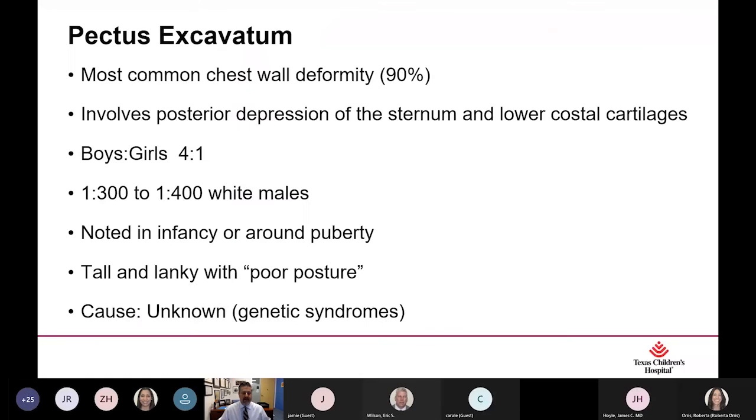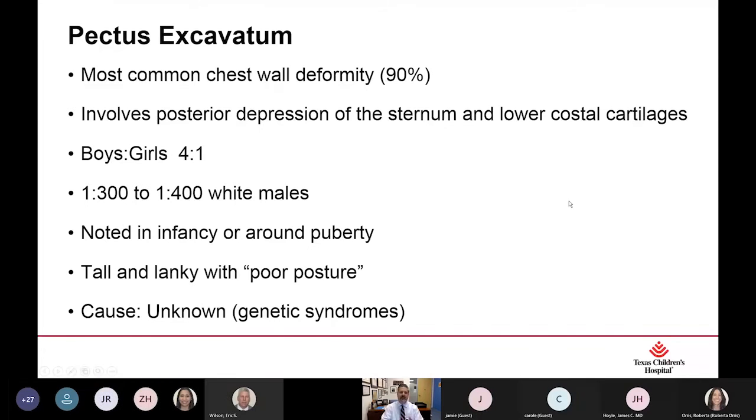So pectus excavatum is a very common chest wall deformity. You'll see it in about every 300 or 400 people, mostly in males, at a 4-to-1 ratio compared to females. Like I mentioned previously, it typically involves the lower sternum and the costal cartilages. You'll see this usually at 2 times in life. Typically, it's either in infancy or more commonly around the time of puberty.